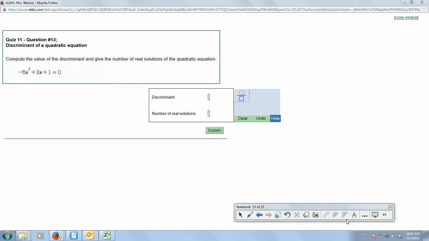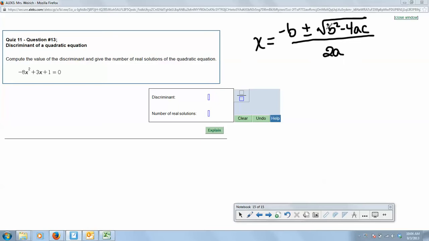This topic is called discriminant of a quadratic equation. We want to compute the value of the discriminant and give the number of real solutions of the quadratic equation. So we've got the quadratic formula, which is x equals negative b plus or minus the square root of b squared minus 4ac all over 2a.